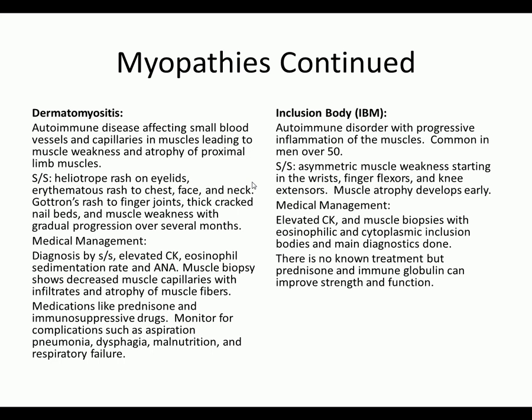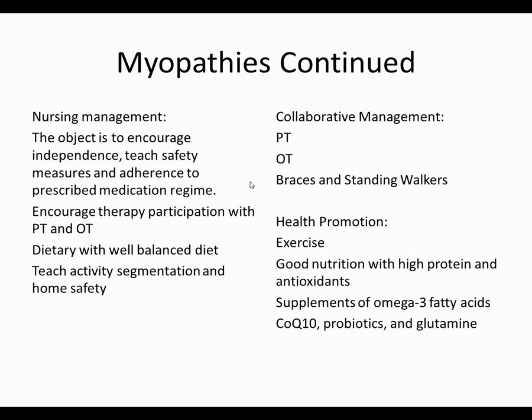And also on these myopathies, if you will look at chart 49-4 on page 1505, it gives you each category or each type and the signs and symptoms. And this is very important for you to know. Health promotion for the myopathies, you're going to see exercise programs, good nutrition with high protein and antioxidants, supplements of omega-3 fatty acids, and CoQ10, probiotics, and glucosamine.